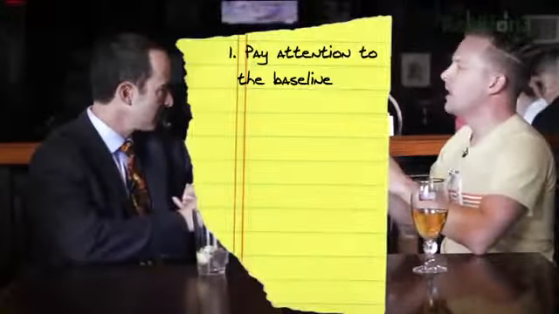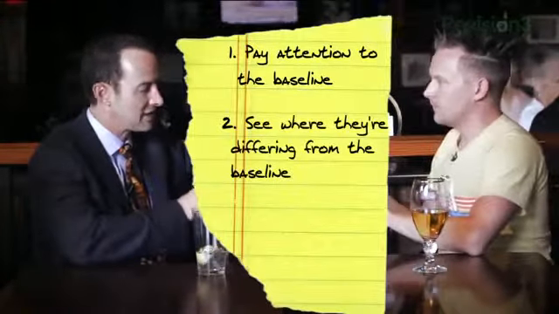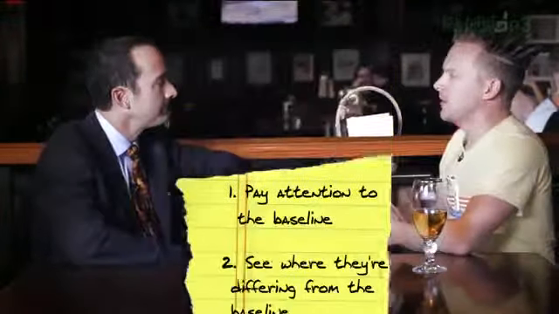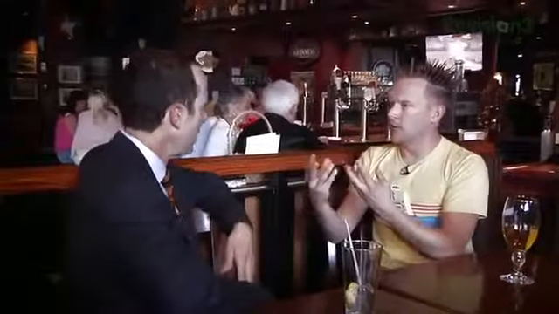Let's give everyone at home sort of a tool book. We talked about the 5 different things to look for when establishing the baseline. Pay attention to the baseline. Right. See where they're different from the baseline. Notice when there are these soft spots. And you mentioned also that you started to illustrate the look of contempt, the look of disgust. Right. What are some of the other ones, just so I can know what to categorize them all as?